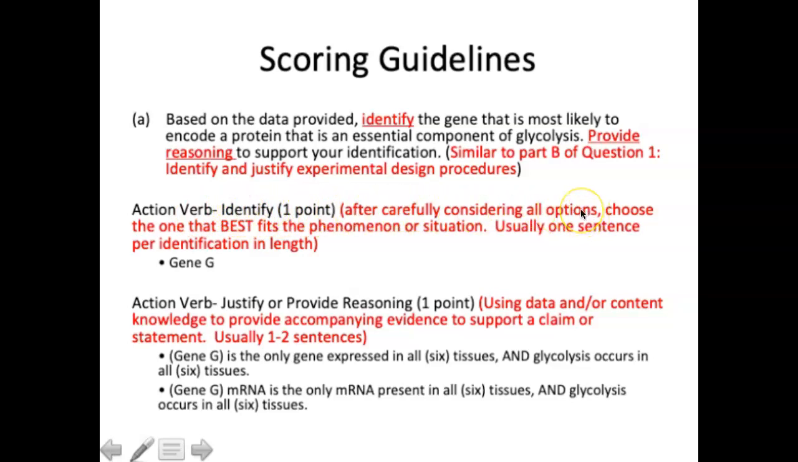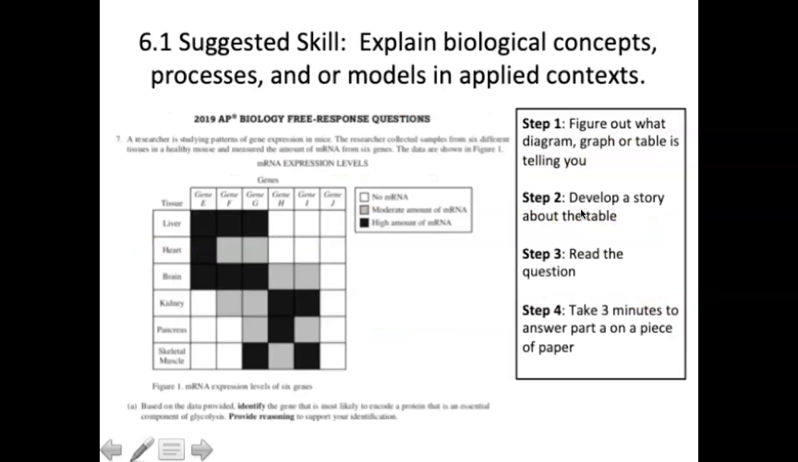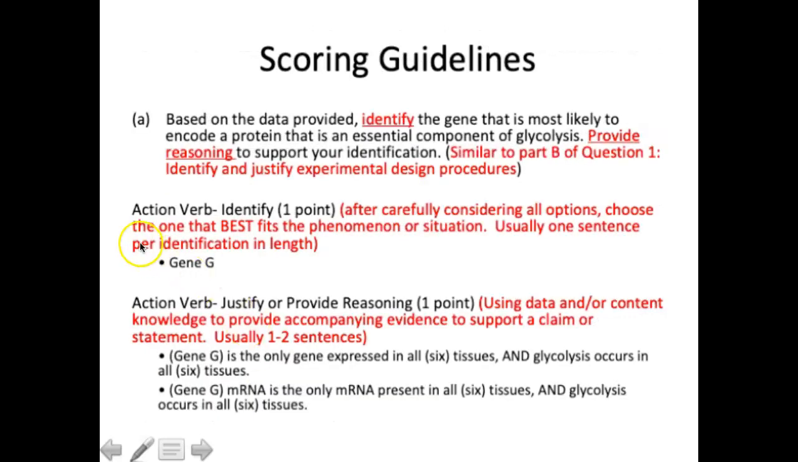So there are 6 gene options. You are asked to, after carefully considering all the options, choose the one that best fits the phenomenon or situation. This should be 1 sentence in length. And if you look back here, the only gene of the 6 that's found in all tissue types is gene G. All of these tissue types must perform glycolysis in order for their cells to survive. So gene G must be responsible for glycolysis.